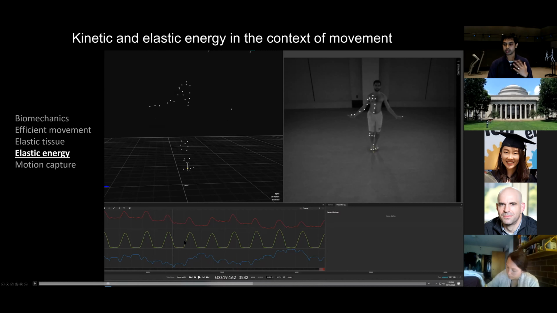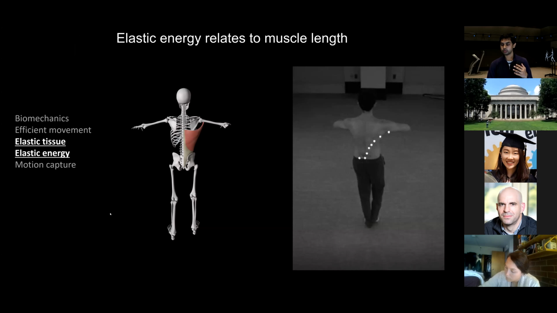And as this is happening, muscles are changing length throughout, right? So there is some notion of elastic energy relating to muscle length, right? It doesn't correspond exactly one-to-one. It depends on the other properties of the tissue, but it's a good proxy. So I'm going to show you different amounts of elastic energy stored in this one muscle. It's called the latissimus dorsi.